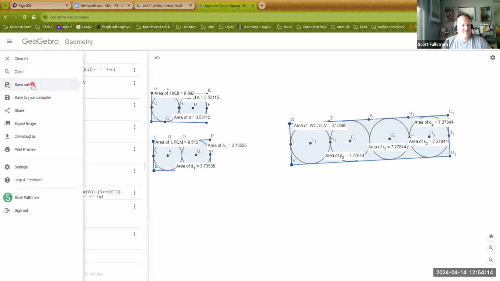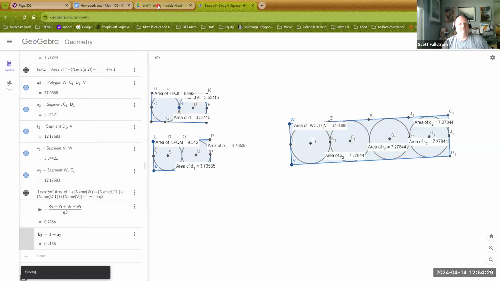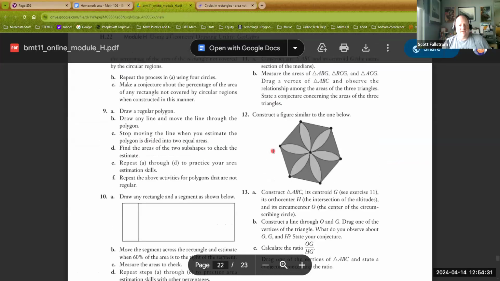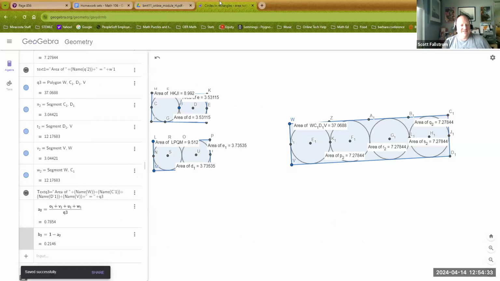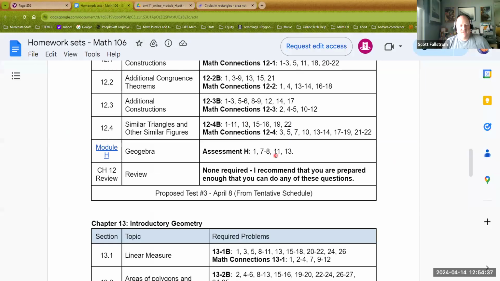All right, let's save that one. Save online. Circles in rectangles. Area not used. Homework number 8. All right, there we go. All right, let's take a look. We'll clear this off and we'll go to the next one.